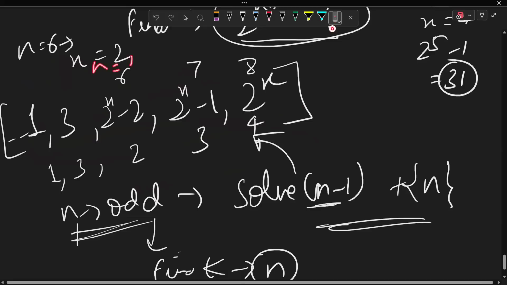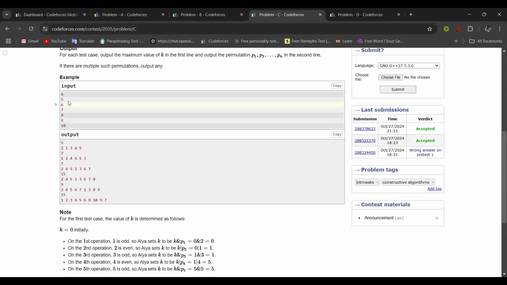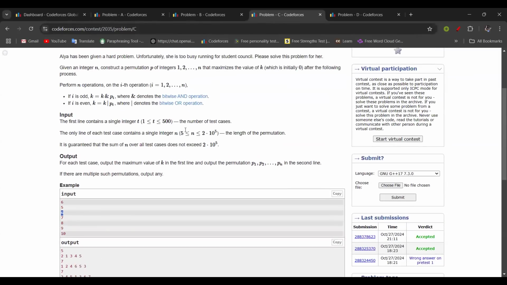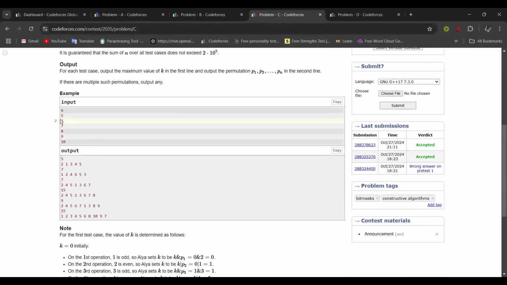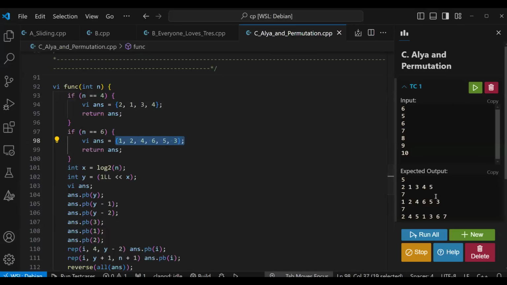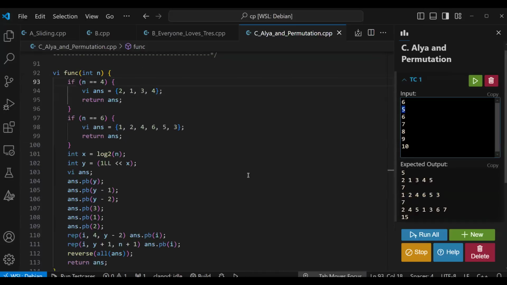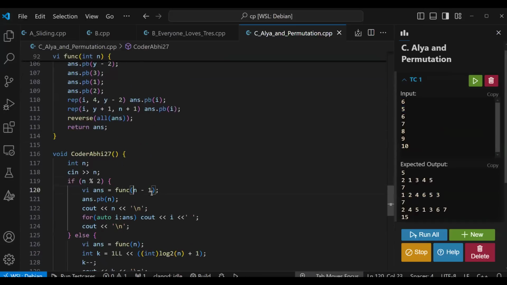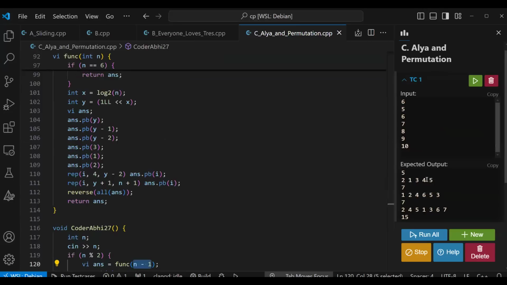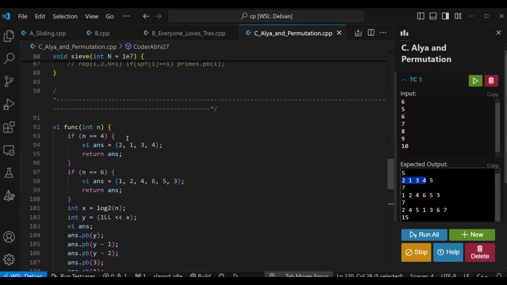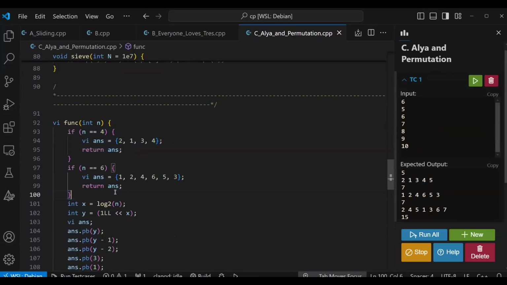For smaller n equal to 4 and n equal to 6, I just copied the answer from the given test case. For n equal to 6, 4 was not there, n was at least 5. So only for n equal to 6, I copied this answer directly: 124653. And for n equal to 4 also I've written, because when n is 5, I would call n minus 1, which is 4. So for that, I wrote 2134. These two cases I handle separately.